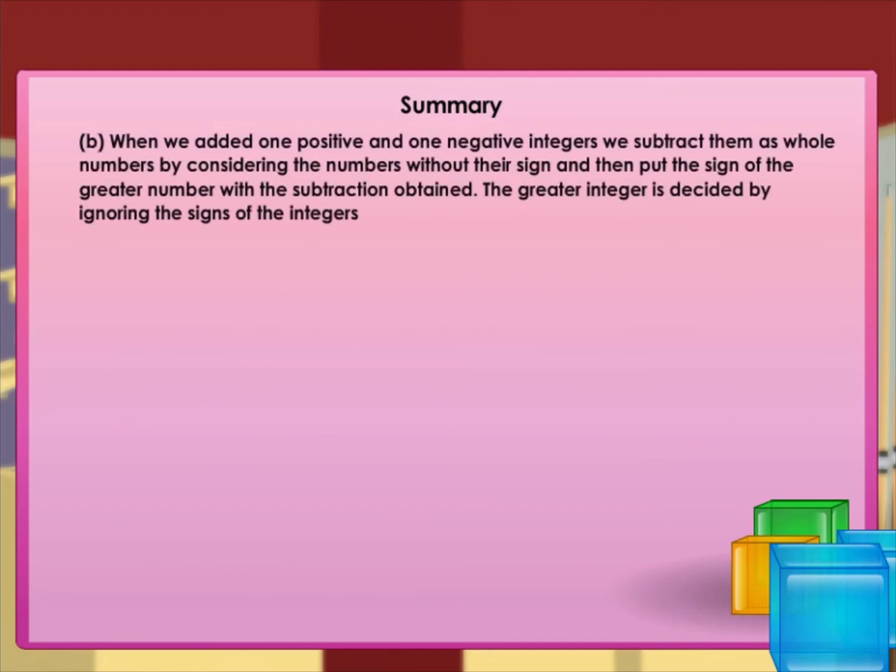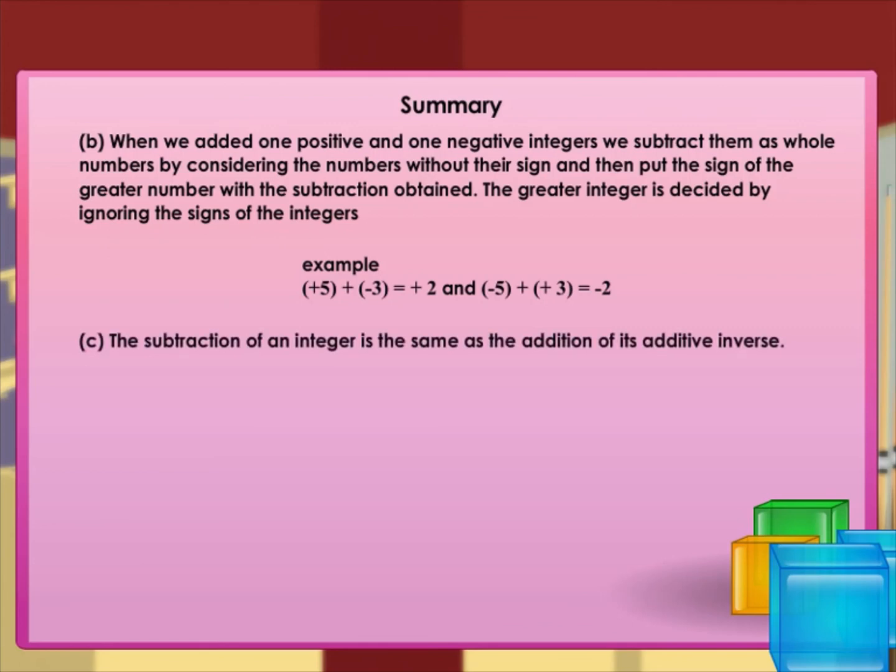When we add one positive and one negative integer, we subtract them as whole numbers by considering the numbers without their sign and then putting the sign of the greater number with the subtraction obtained. The greater integer is decided by ignoring the signs of the integers. For example, 5 plus -3 equals +2 and -5 plus 3 equals -2. The subtraction of an integer is the same as the addition of its additive inverse. We've also seen addition and subtraction of integers on the number line.